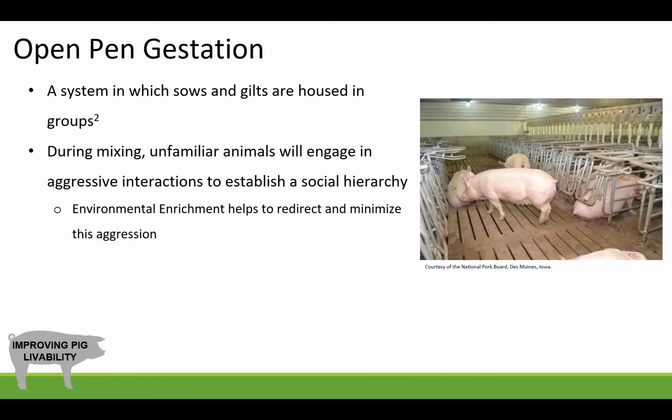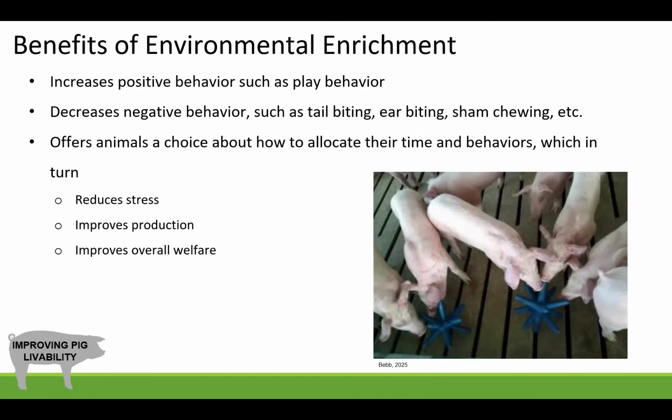Open pen gestation is a system in which sows and gilts are housed in groups. Due to legislative changes, some producers are moving to open pen gestation or group housing rather than individual gestation stalls. During mixing, unfamiliar animals will engage in aggressive interactions to establish a social hierarchy. Environmental enrichment can help redirect and minimize this aggression. On the side, you see a picture of what an open pen gestation system may look like.